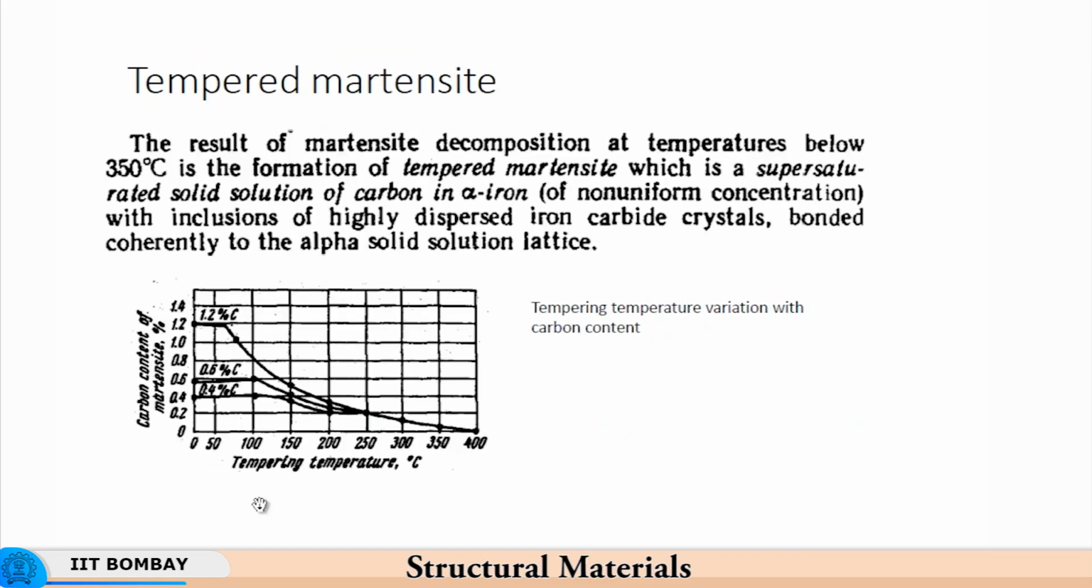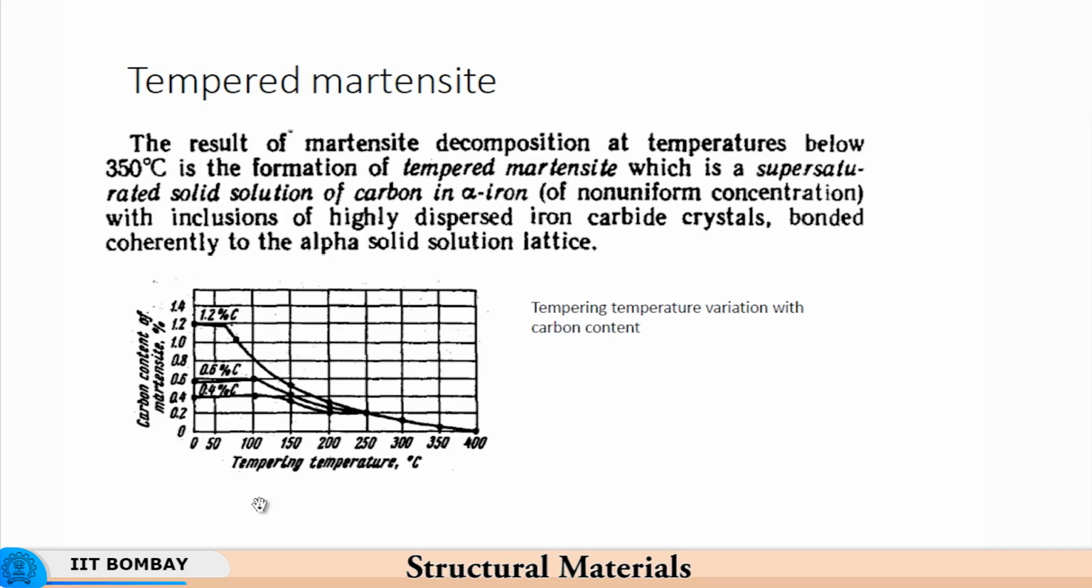So, if you see here, you have 1.2% carbon. The carbon content of martensite is very high for 1.2% carbon. The tempering temperature is relatively low for a very high percentage of carbon, because the carbon is ready to come out. The solubility of carbon in alpha iron is very small. So, the carbon from body centered tetragonal martensite will come out at a much lower temperature as compared to when the carbon is inherently less.